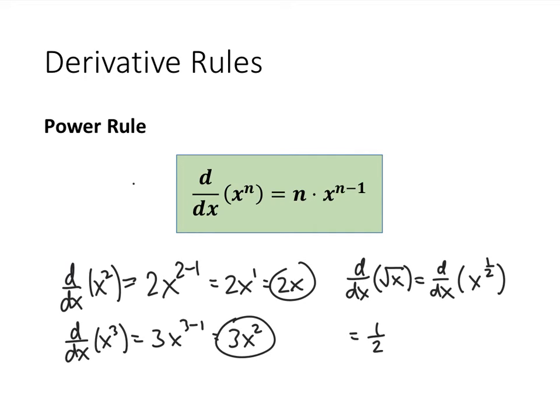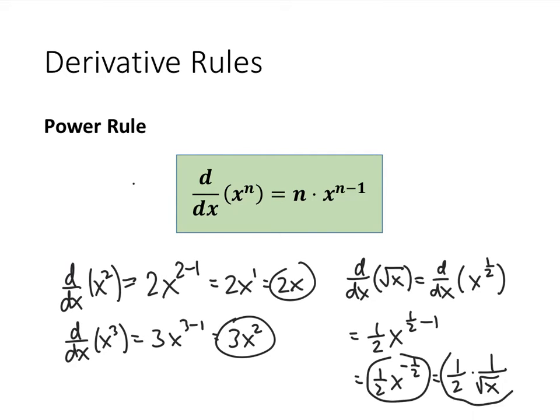So now 1/2 is my n, so I get 1/2 x to the 1/2 minus 1, 1/2 x to the negative 1/2. Now we can leave our answer as 1/2 x to the negative 1/2, but if we'd like to understand that function a little bit better, we can rewrite that by understanding what x to the minus 1/2 means. X to the 1/2 means square root, and that minus sign means 1 over. So this is 1/2 times 1 over the square root of x. And so those are two different ways that we could write the exact same answer.